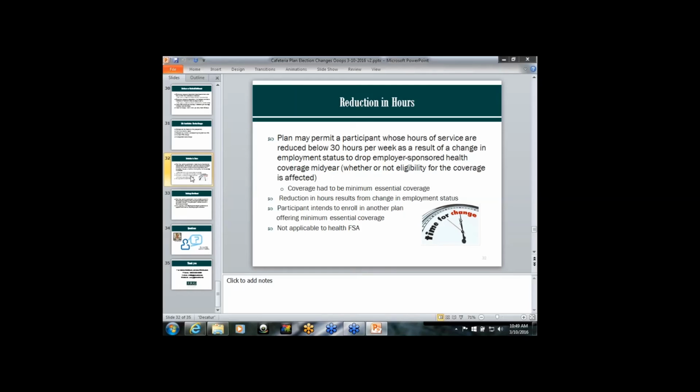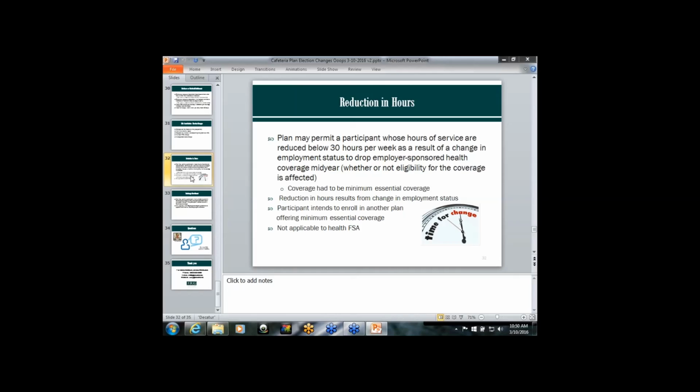So what the IRS said, and again, basically because of the Affordable Care Act, is that if the employee has a reduction in hours because of a change in status, you specifically designated, you were full-time, you were reasonably expected to work 30 hours a week, and now I'm making you part-time, you're not going to be reasonably expected to work 30 hours a week, then an employee can go ahead and make the change under the cafeteria plan. The other element that has to be met, they have to intend to enroll in another minimum essential coverage plan.